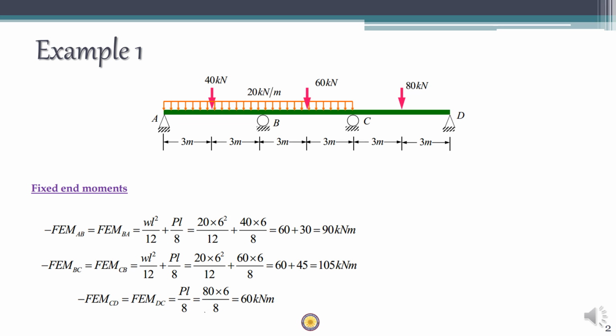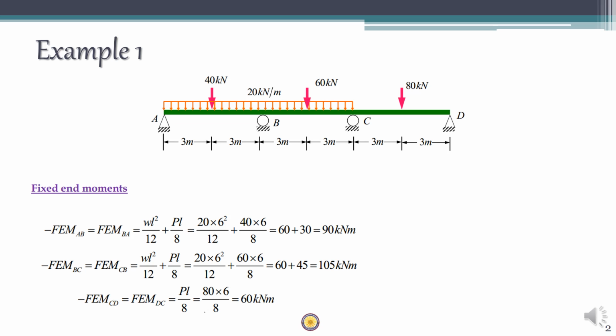Okay. So for finding out the value of fixed end moments, you can use WL square by 12 for the UDL and PL by 8 for finding out the fixed end moment due to point loads, right?